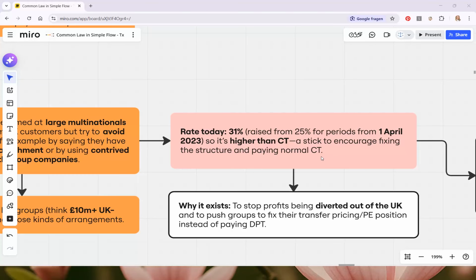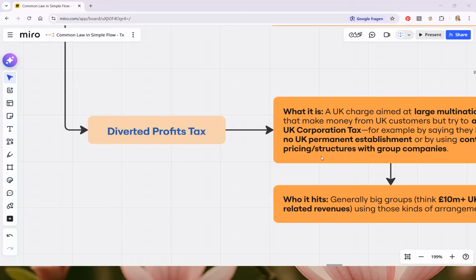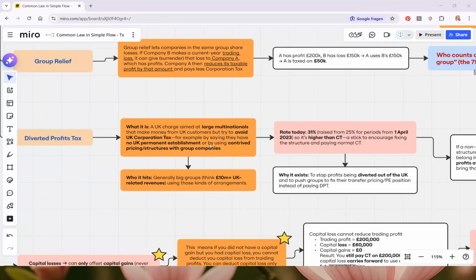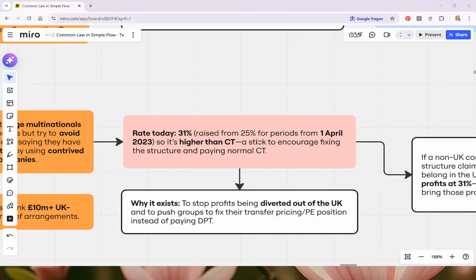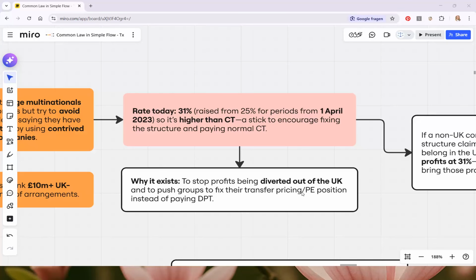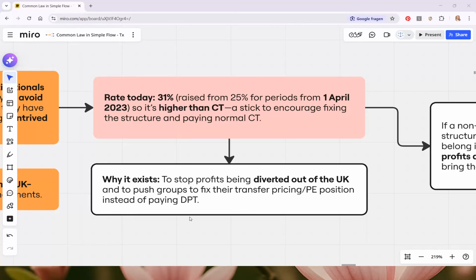So let's talk about the rates. The rate of DPT, diverted profits tax, is 31%, raised from 25% for periods from the 1st April 2023. So this is higher than normal corporation tax, because that is 25%. Why does it exist? To stop profits being diverted out of the UK and to push groups to fix their transfer pricing position instead of paying DPT.